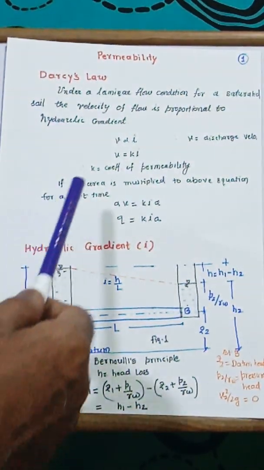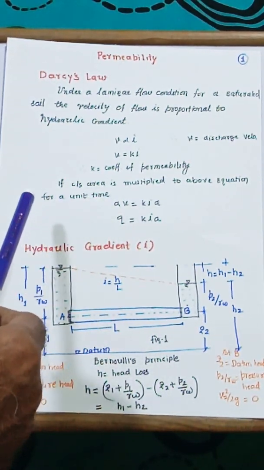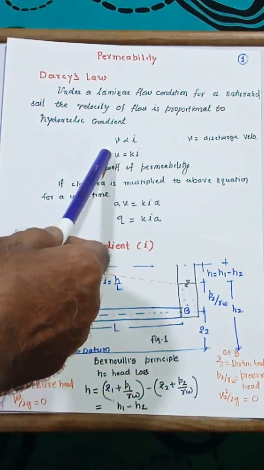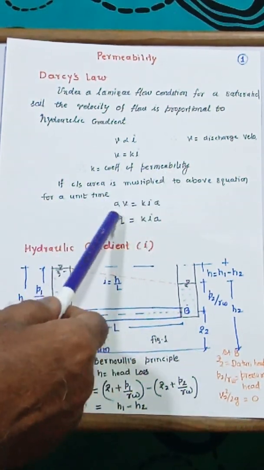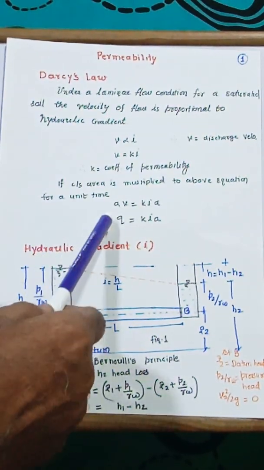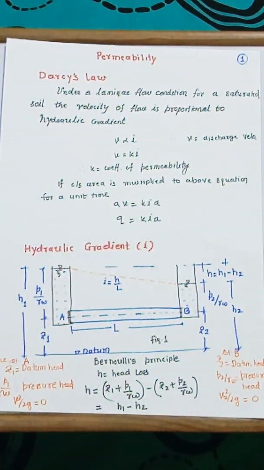If the sample of this permeability has a cross-section area A, maybe small or capital, and if I multiply this equation on both sides, I can write it in terms of discharge. Of course, the discharge I consider as a unit discharge, as kiA. Okay, so this is the basic part.